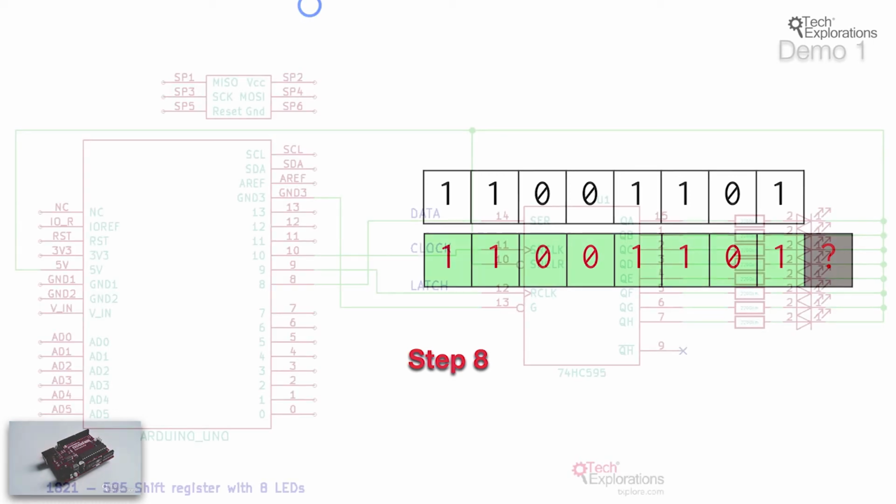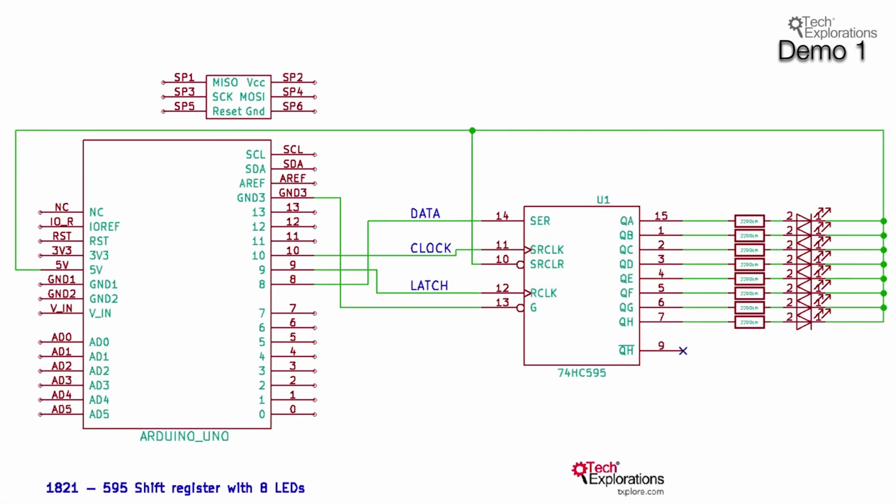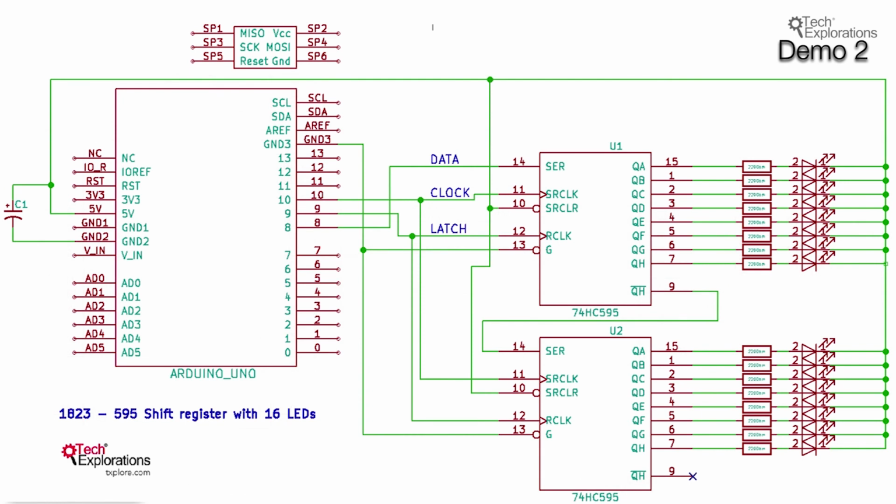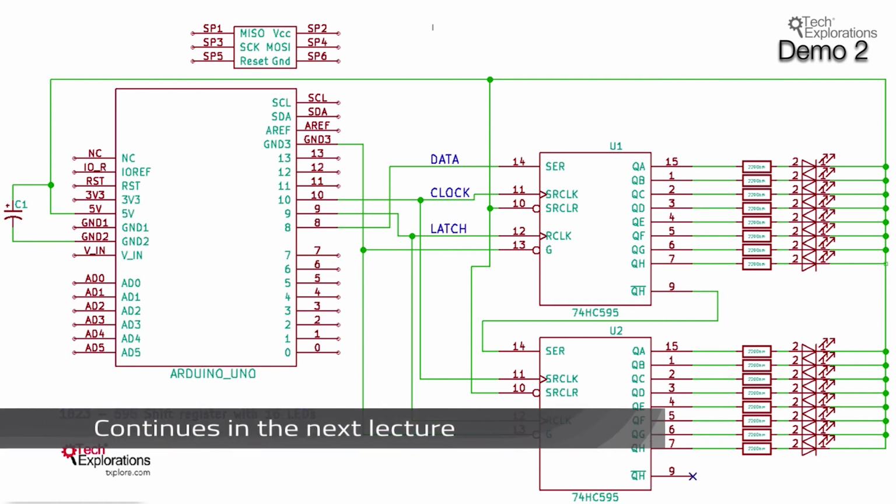In the first of these 2 demonstrations, I will show you how to use a shift register to control an array of 8 LEDs using a single shift register. And then in the second demonstration, I will show you how to use 2 shift registers to control 16 LEDs without increasing the number of pins that we have dedicated to the control of these 16 bits from the Arduino. So let's go ahead and have a look at the first demonstration next.